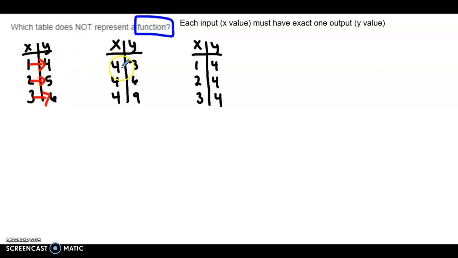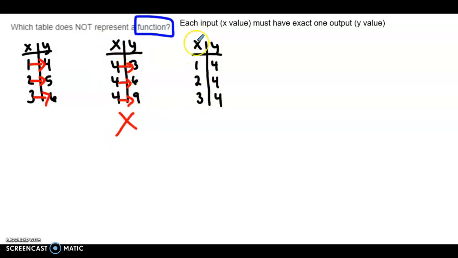If I look at this one, when I put a 4 in, I get a 3. When I put a 4 in again, I get a 6. And when I put a 4 in again, I get a 9. That means the input of 4 is giving me 3 different outputs, or 3 different y values. That cannot happen. That is not a function. I mean, it can happen, it just can't be a function because my input has more than one output. So this one is not a function.